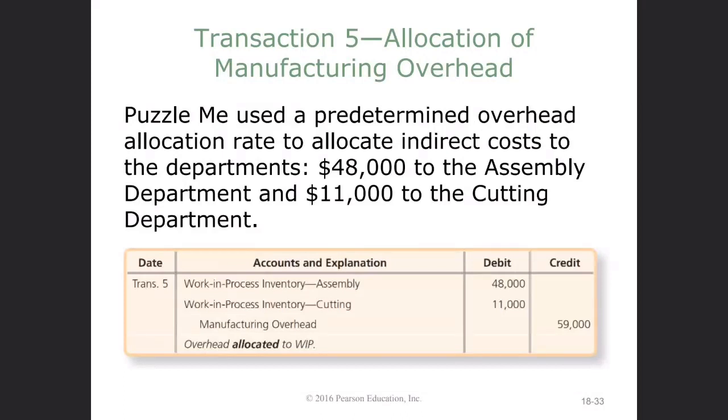Puzzle Me used a predetermined overhead allocation rate to allocate indirect costs to the departments. We have $48,000 to the assembly department and $11,000 to the cutting department. So in this example, we have our work in process inventory assembly, we're debiting $48,000. Our cutting, we're going to debit $11,000. And we're going to credit our manufacturing overhead account for the full amount. And our note is overhead allocated to work in process.